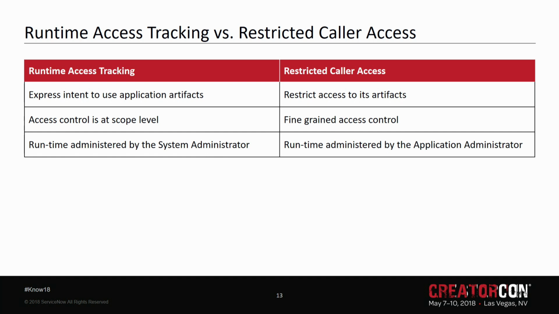Whereas in restricted caller access, it's from the target application's point of view. We have the ability to have finer-grained access control than just scope A to scope B. As I mentioned, you can do particular script includes and business rules, et cetera. And at runtime, if application administration is on for the target application, then it's the application administrator who can modify those records.